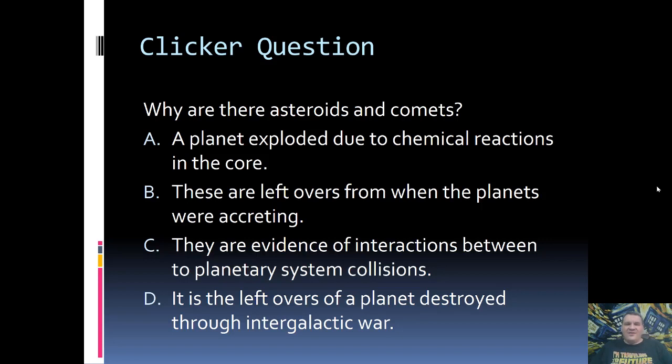All right, here's another question. Why are there asteroids and comets? A, a planet exploded due to chemical reactions in the core. B, these are leftovers from when the planets were accreting. C, they are evidence of interactions between two planetary systems colliding. Or D, it is the leftovers of a planet destroyed through intergalactic war. Go ahead and think about it, and we'll discuss in just a bit.